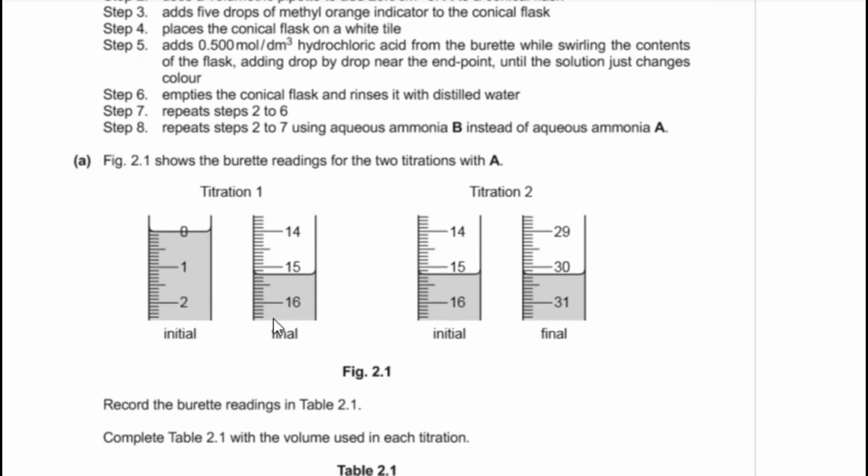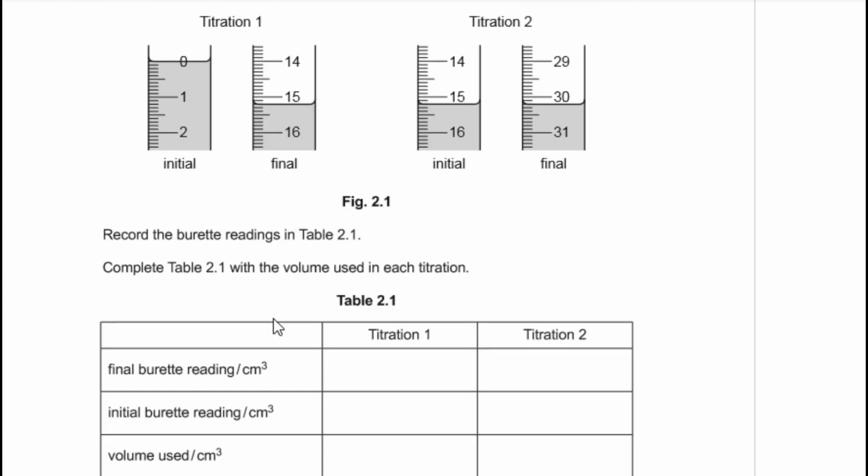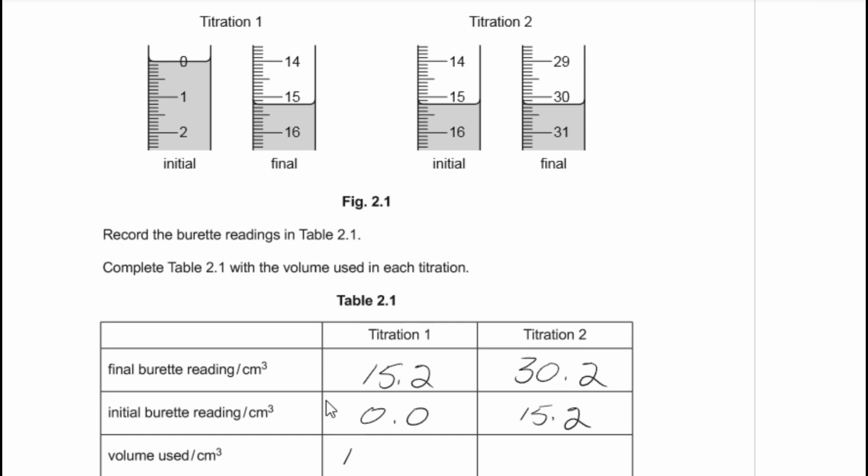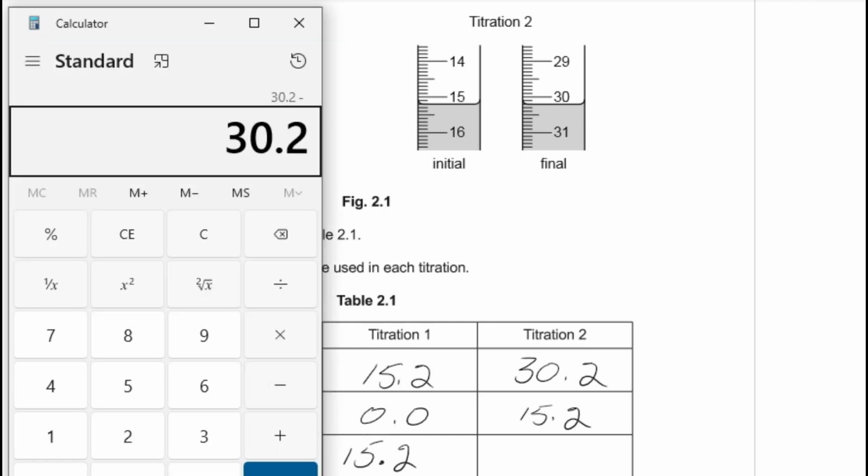Question 2 is about titration. We are given a table to fill. The initial reading for titration 1 is 0.0, while the final reading is 15.2. The final reading for titration 2 is 30.2 and initial reading is 15.2. Subtract initial reading from final to calculate the volume used. In titration 2, it would be 30.2 minus 15.2 which results in 15.